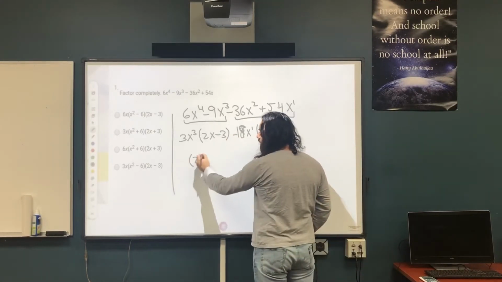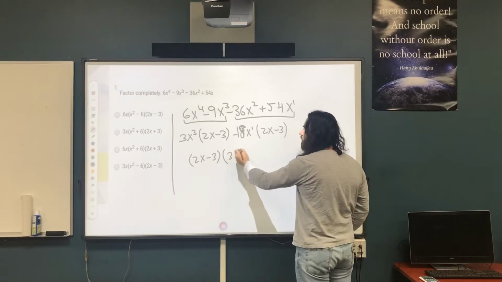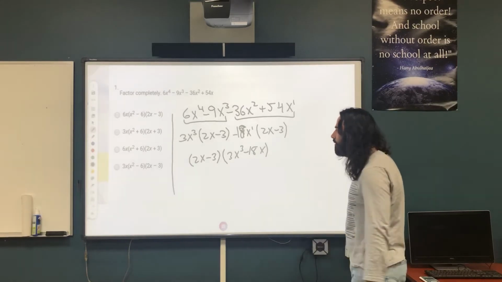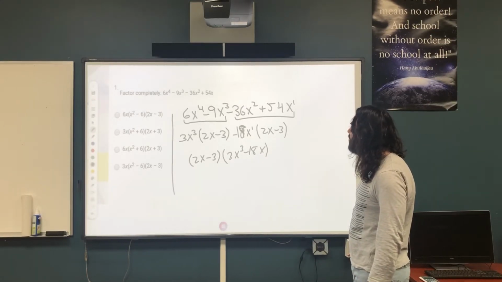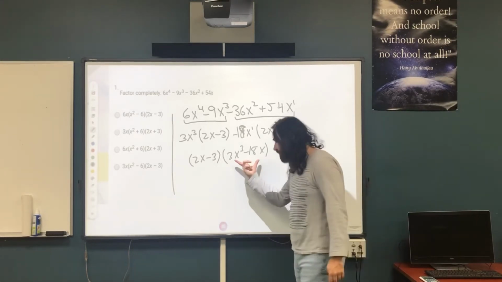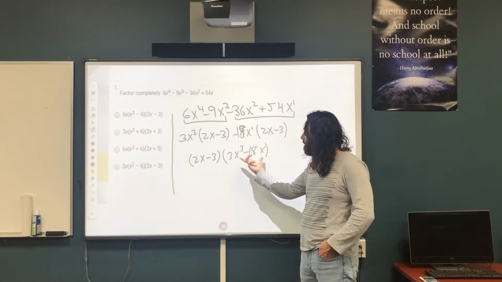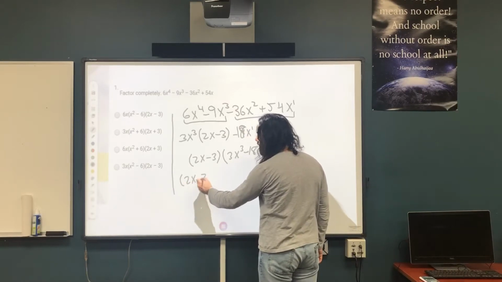Now as you can see, we got the same parentheses, 2x minus 3. So you take it out, 2x minus 3. And the outside numbers are 3x cubed minus 18x. Okay? Now, as you can see, we still can factor the second one. So the 2x minus 3 is ready.